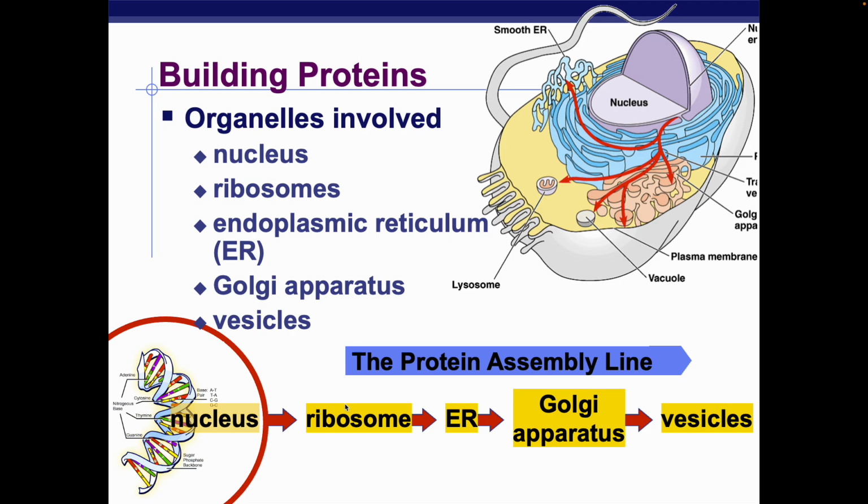So organelles involved in this are the nucleus, the ribosome, the ER, and the Golgi and the vesicles, and this is the protein assembly line. This is actually very important because this is basically how proteins get made. Ribosomes get made in the nucleolus. Then the ER basically helps create proteins and ships them to the Golgi, which then directs them to sites like the membrane, the vesicles, maybe lysosomal proteins.